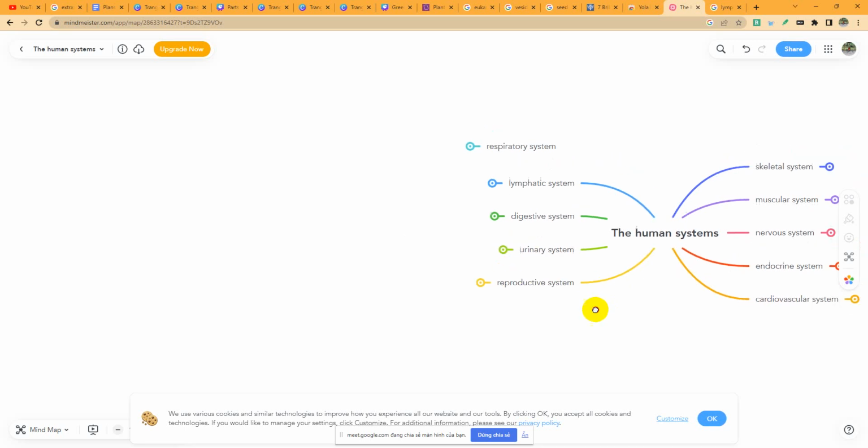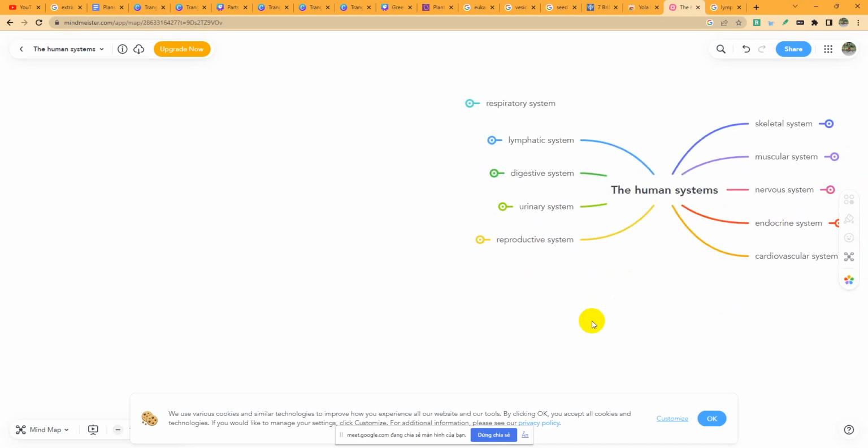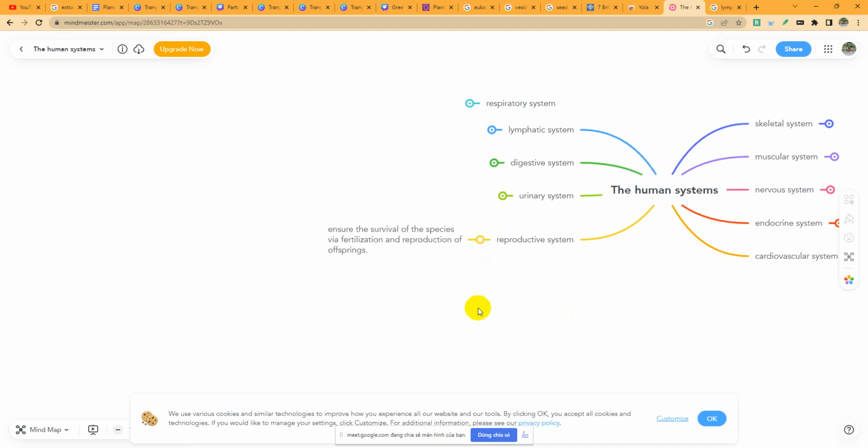And last but not least, we have a system that is responsible for reproduction, for maintaining generations, and where the fertilization process occurs, which is the reproductive system. So the reproductive system, as I've just explained earlier, is to ensure the survival of the species via fertilization and the reproduction of offspring.